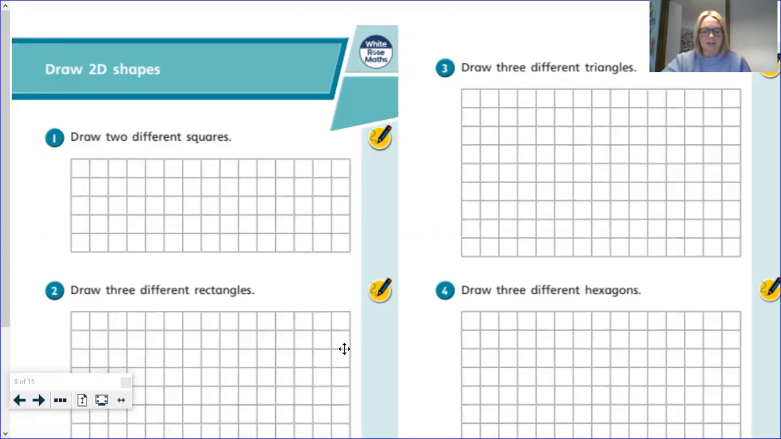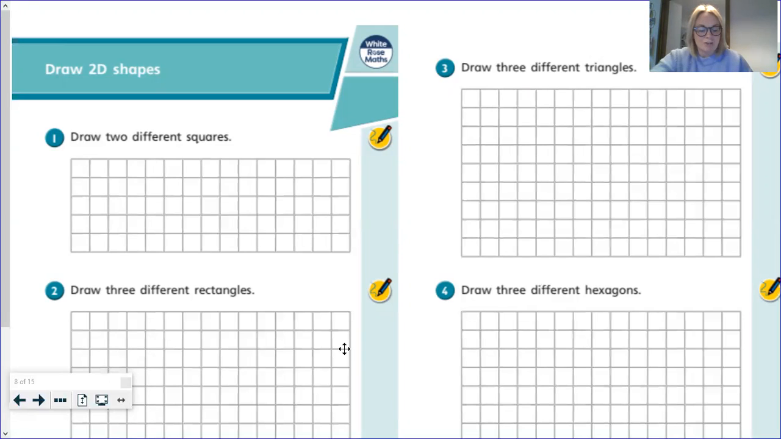I don't have a small rectangle to hand, but I do have my ruler, which is an example of a rectangle. 2 longer edges here, and 2 shorter edges here and here. So 3 different size rectangles there. Again, make sure you use your ruler to draw the edges. Next, 3 different triangles. How many sides does a triangle have? It has 3, doesn't it?